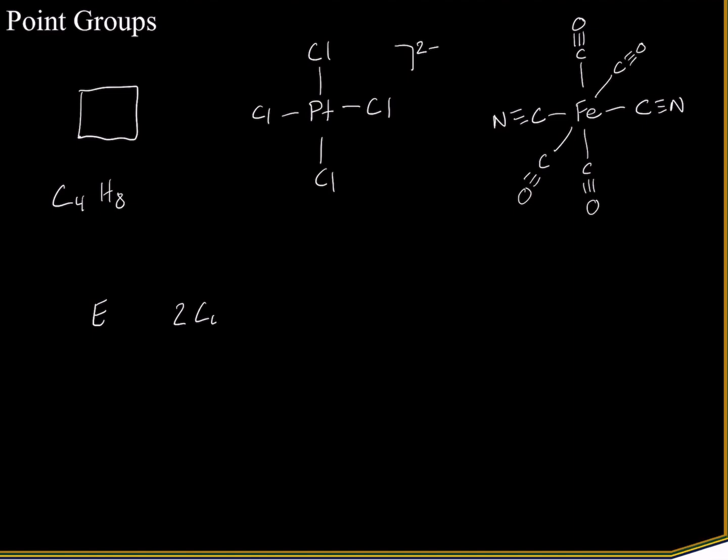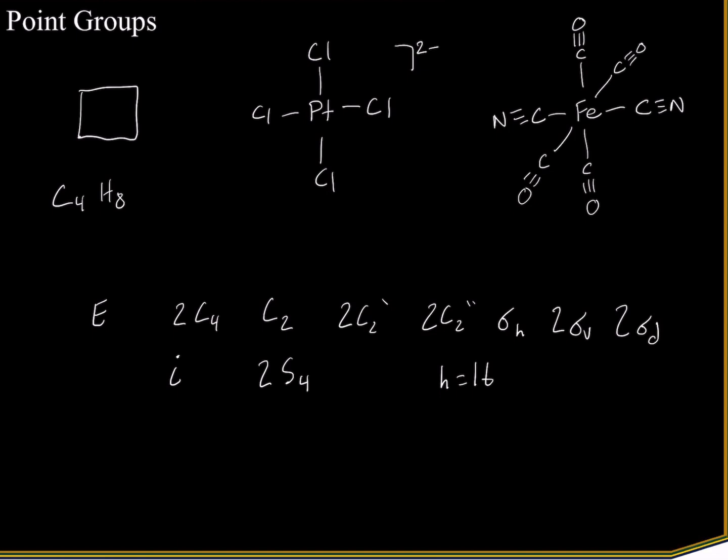They contain two C4 axes, or C4 operations, a C2, two C2 primes, two C2 double primes, a horizontal mirror plane, two vertical mirror planes, two dihedral mirror planes. It contains an inversion center and two unique improper rotations, these S4s. And so we said that if you count up all of these operations, these have an order of 16. And again, order just means the total number of symmetry operations for a given compound.